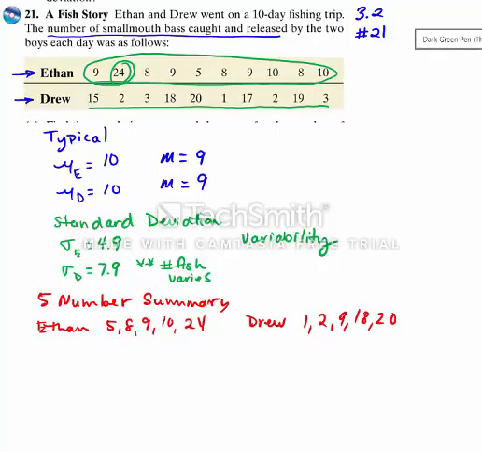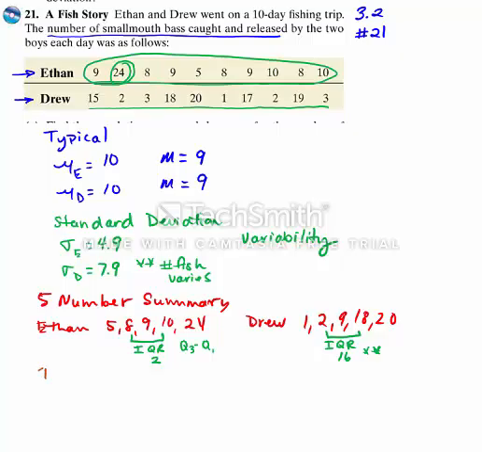One of the things you want to look at when looking at the 5-number summary is what's called the interquartile range. The interquartile range for Ethan is 2. That represents the difference between Q3 and Q1. The interquartile range for Drew is much larger than that, 16. Again, this is illustrating the difference in the variation in number of fish caught by Drew.